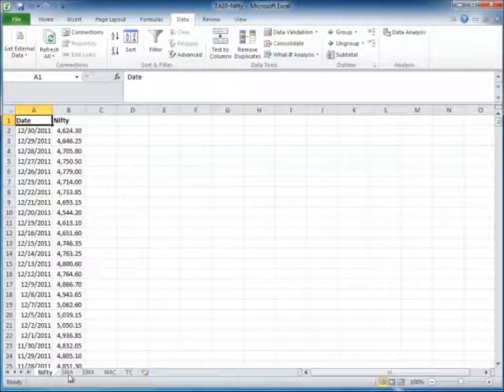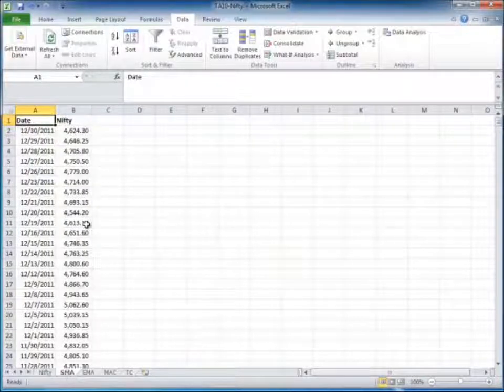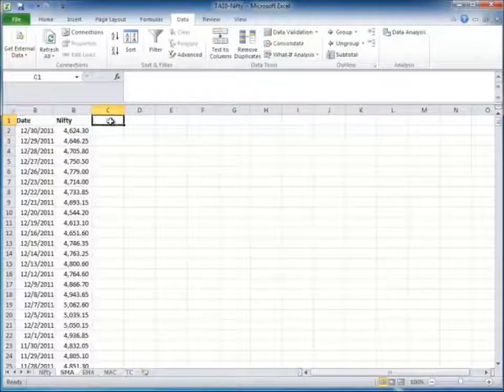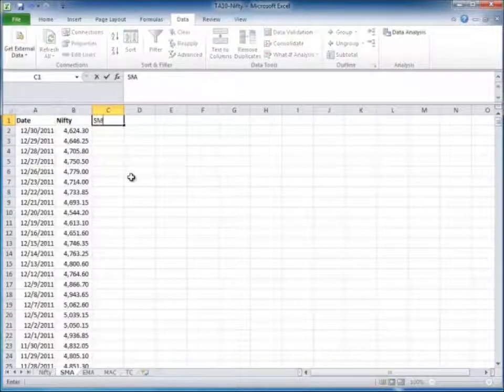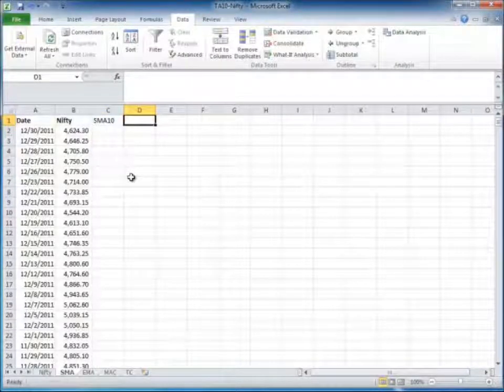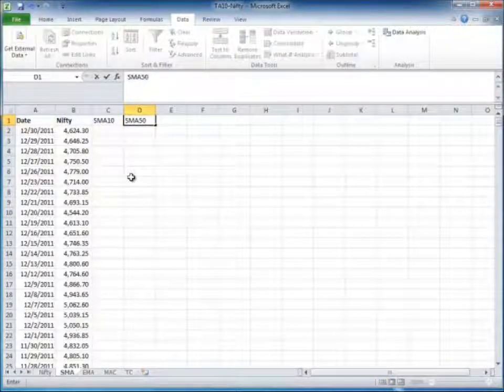So let me go to this SMA tab, which is the simple moving average. Now, here I am, and you can see it's actually exactly the same as the previous one. So what I'm going to do is do the same thing that we did before. So we had the 10-day moving average and the 50-day moving average. So I will calculate them and show you exactly how to do so. So what we will do is we'll draw SMA 10, which is simple moving average 10, and we'll do SMA 50, which is simple moving average 50.